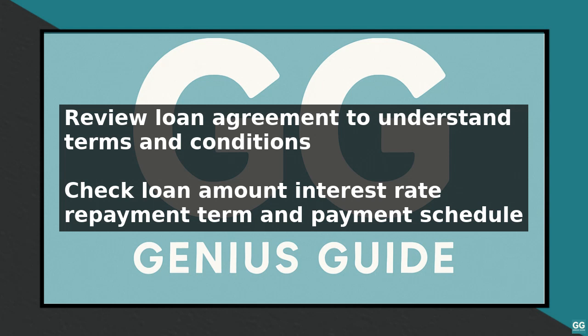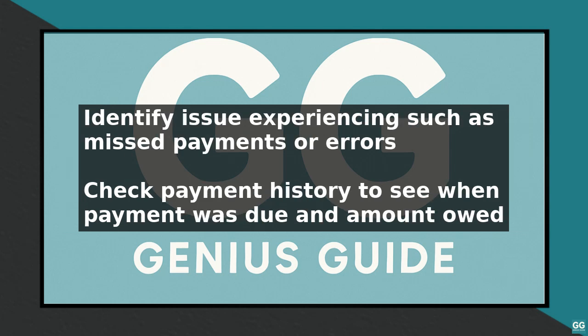Next, identify the issue you are experiencing. Common problems include missed payments, payment processing errors, or changes in loan terms. If you have missed a payment, check your payment history to see when the payment was due and the amount owed. Contact Credit.com to discuss possible options for catching up on payments.